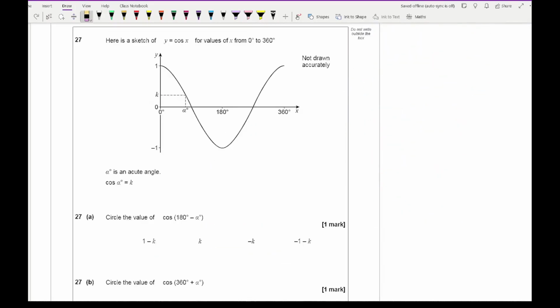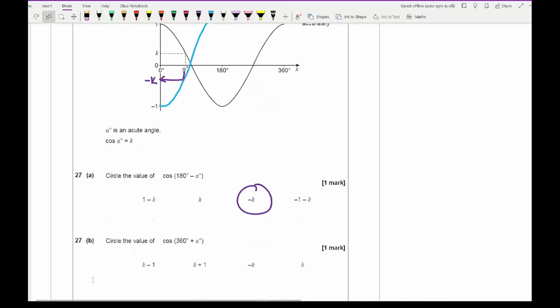Yeah, that's it. Now for question 27, it says here is a sketch of y equals cos x for the values of x between 0 and 360. Now alpha is an acute angle and cos alpha equals k. Now the question relates to graph transformation, so the question is asking you to circle the value of cos of 180 minus alpha. Now here when you're adding 180, what you're doing is you're shifting the graph. So if we shifted the graph by 180 minus alpha, then the graph will look like this. Now here, if we look at where alpha is, that's going to be there, and so therefore we are looking for a minus k value, so that's where this comes in.